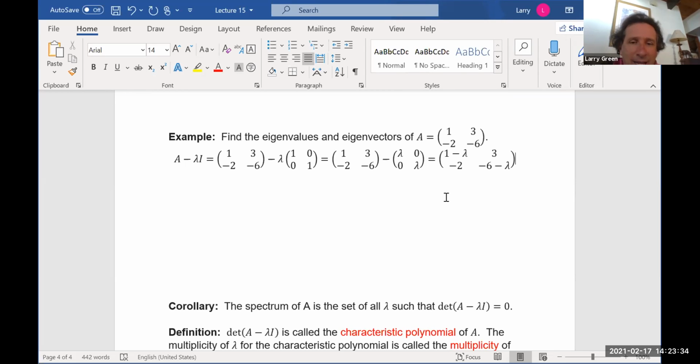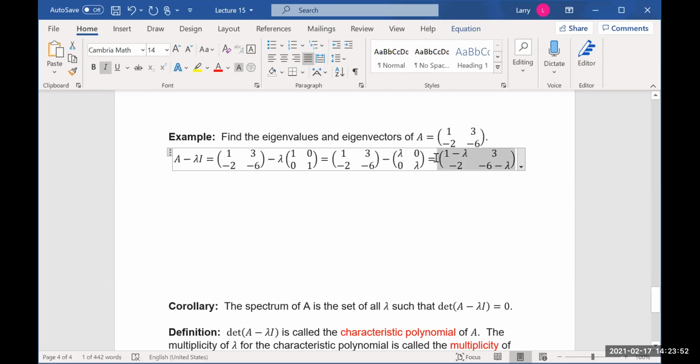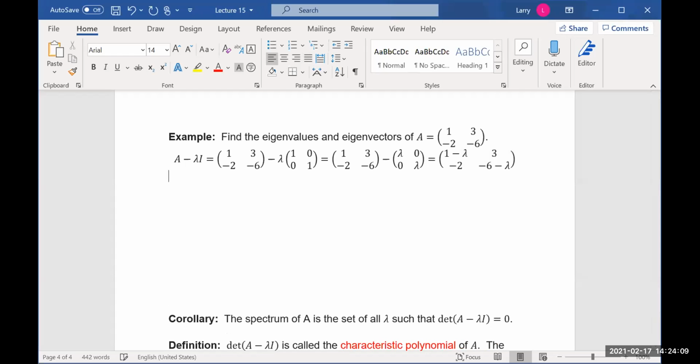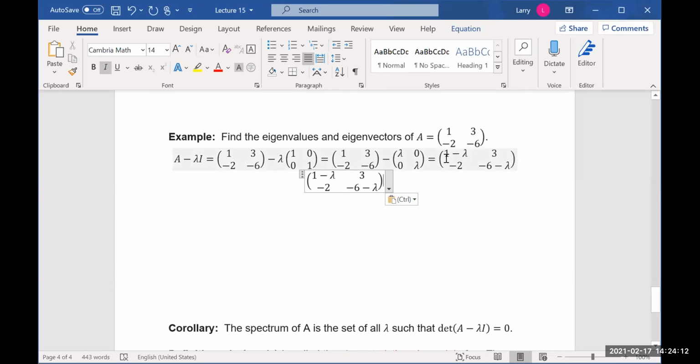When does a 2 by 2 matrix, or any matrix, have a non-trivial null space? Here's a hint, TFAE. The determinant is not 0. Actually, it's the opposite. It has a trivial null space when the determinant is not 0. It has a non-trivial null space when the determinant is 0. Any questions on that?